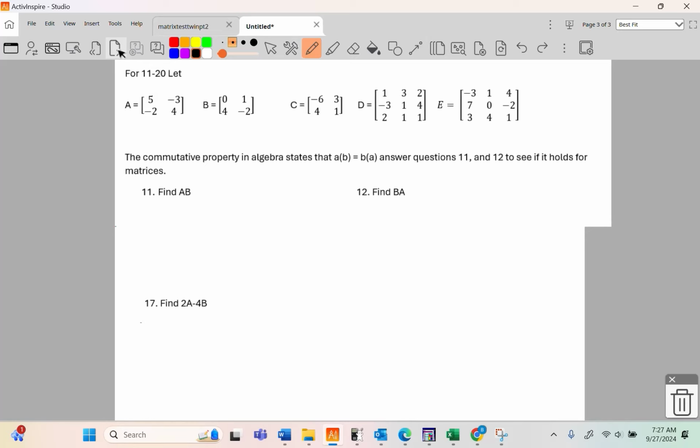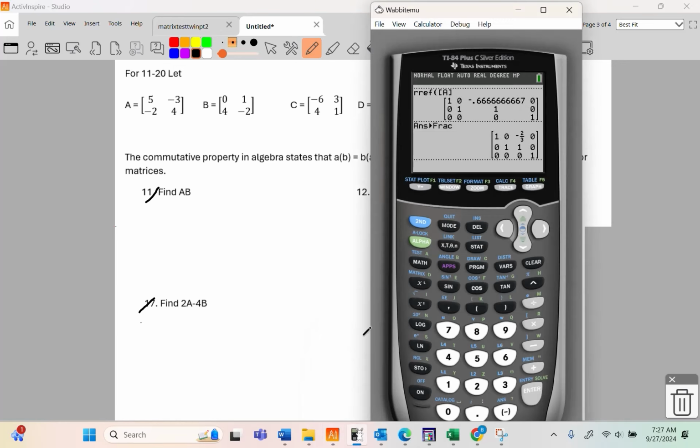All right, so 11 and 20. I'm not going to do a whole lot of this particular page. I'm going to do 11 and I'm going to do 17. That's all I'm going to do. And it's pretty simple. You just go to matrices. Literally going to put matrix A in matrix A, and matrix A is a 2 by 2. It has the elements 5, -3, -2, and 4. That's what she has.